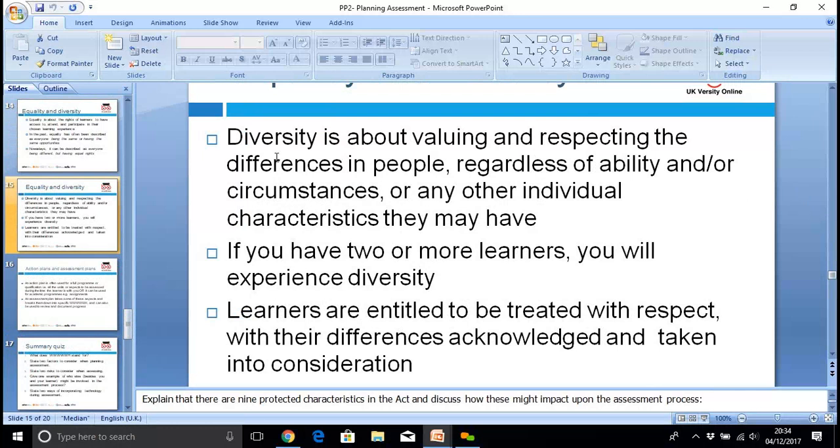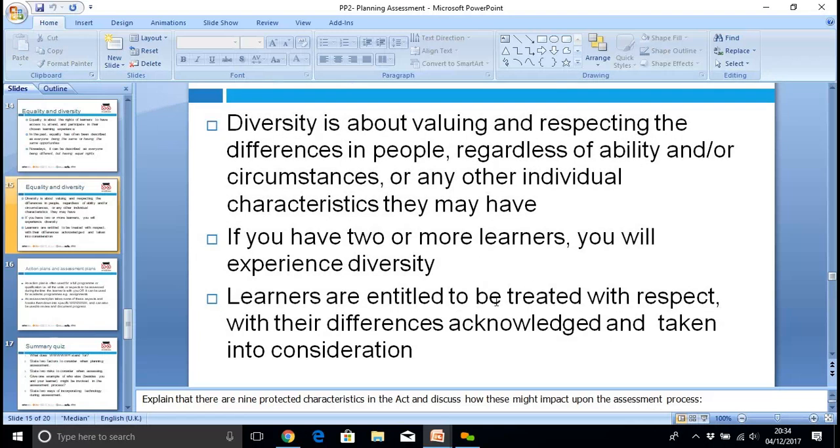Diversity is about valuing and respecting differences in people regardless of ability or circumstances or any other individual characteristic they may have. If you have two or more learners, you will experience diversity. Learners are entitled to be treated with respect, with their differences acknowledged and taken into consideration.